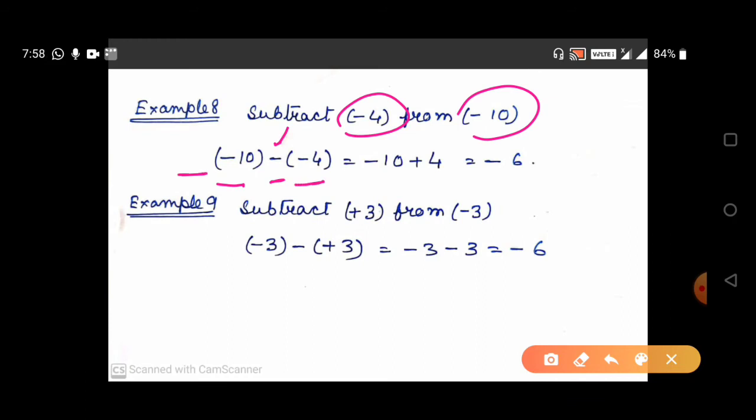Now since here no sign is given, here it will be positive. Positive into negative is negative, so minus 10. Now here we have negative sign inside the bracket. With 4 we have a negative sign.